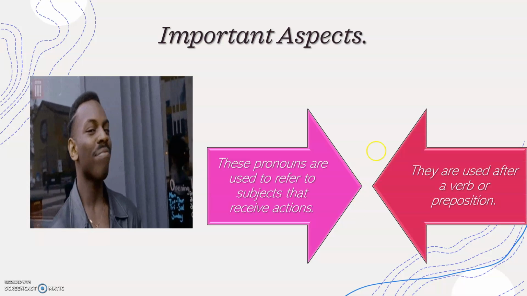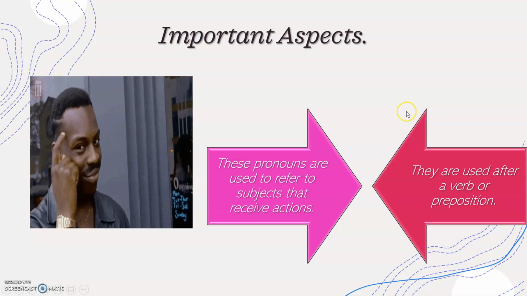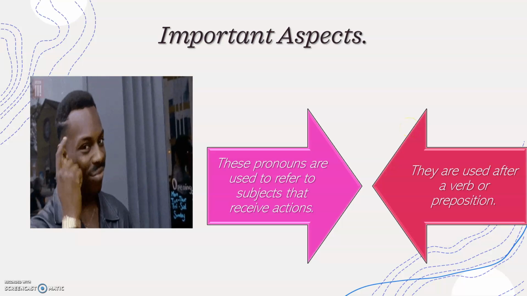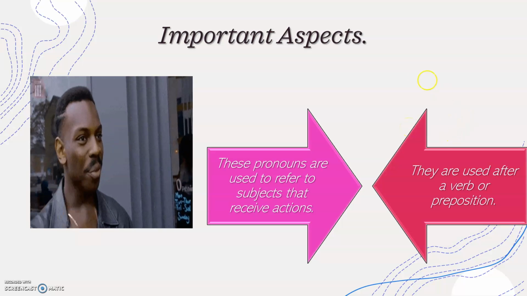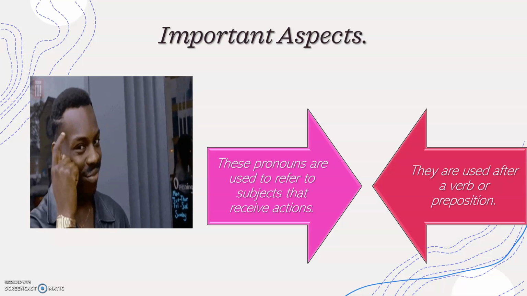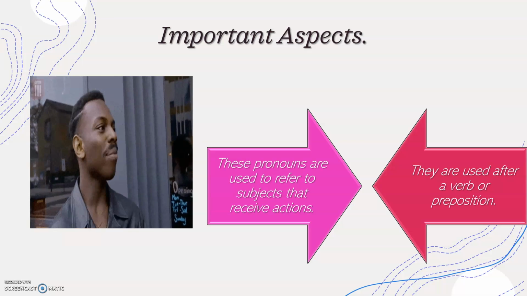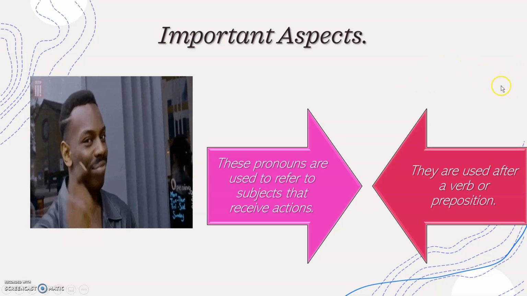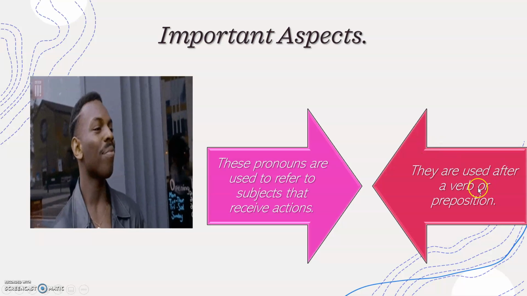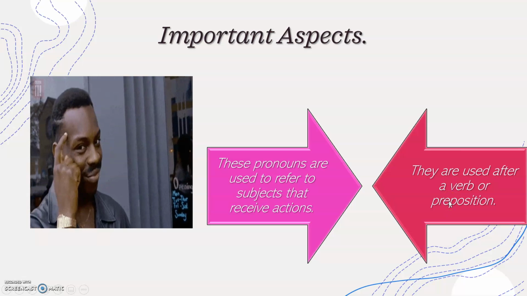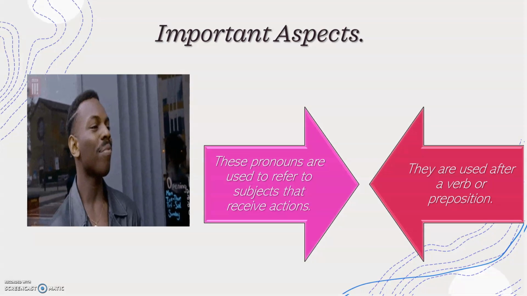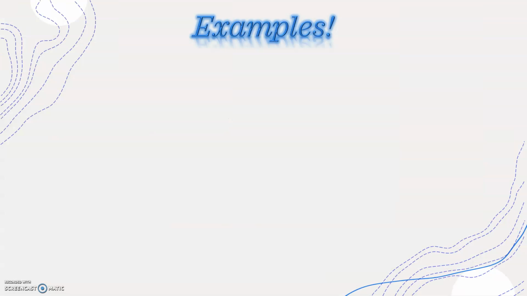Now, as we discussed in the subject pronouns explanation, subject pronouns are used before a verb. But in the case of object pronouns, these kinds of pronouns are used after a verb or preposition, not before. As you can see, guys, this is the other way around. Now, guys, let's look at some examples.